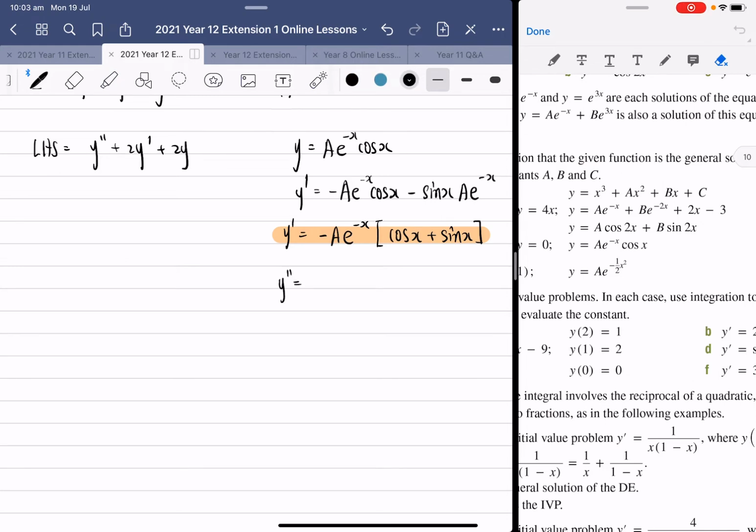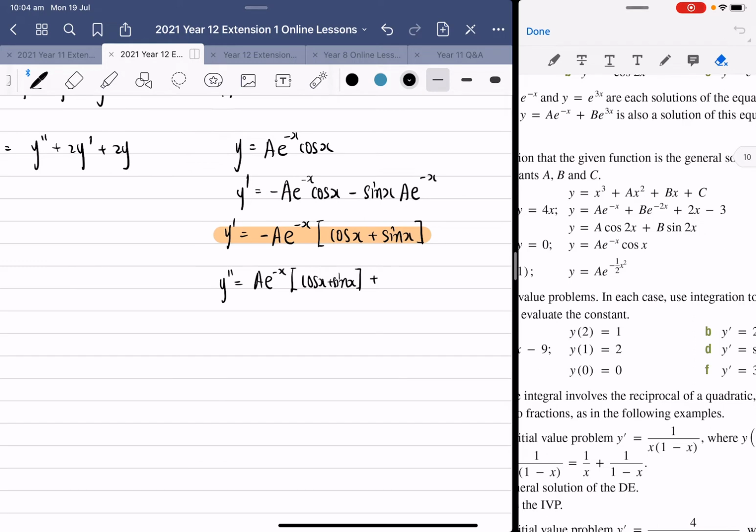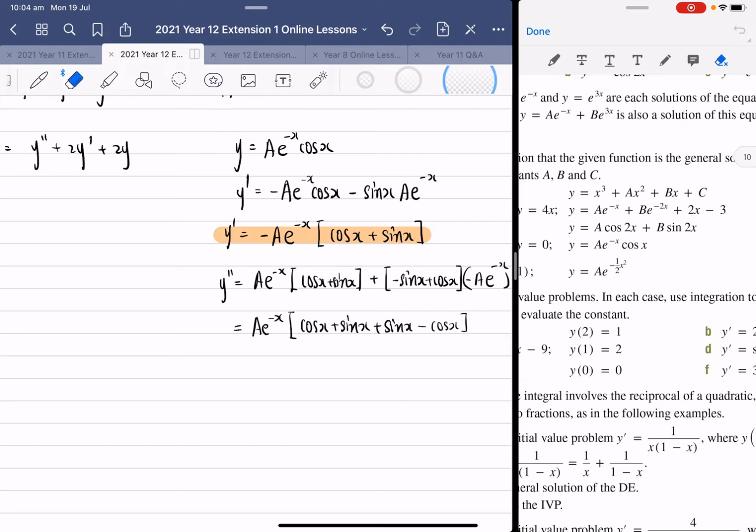Now I need to find the second derivative. By using the product rule again, that becomes a e to the power of minus x, copy everything down, plus I need to differentiate the second part of the function, which is minus sine x plus cos x, and copy everything down here again. Just have to be very careful. Once I finish that, I can take out a common factor, that is cos x plus sine x, and that becomes plus sine x, and then if you take the common factor, that is minus cos x. I hope that's correct with my algebra here. Once this is done, you can cancel the terms inside. So we end up with 2a e to the power of minus x sine x. This is the second one, y double dash.